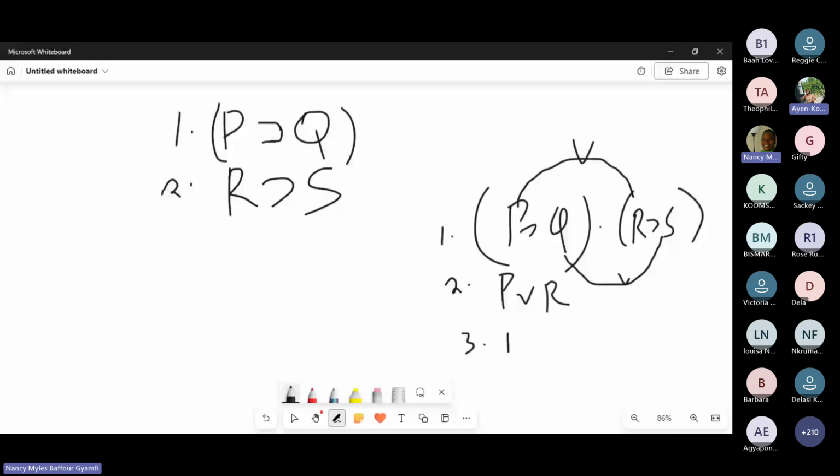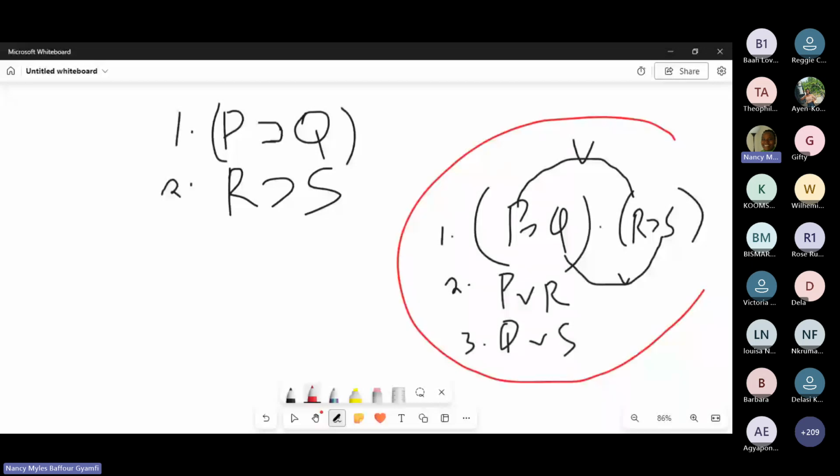Q or S by constructive dilemma. Or S. Very good. Q or S. You see that? This one we have just done at your right side, circled in red like this. This one is the same thing we'll be doing at our left. Keep looking on your screen.